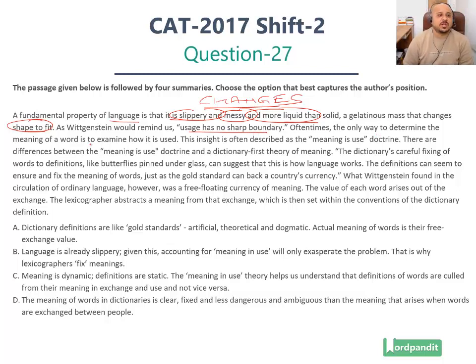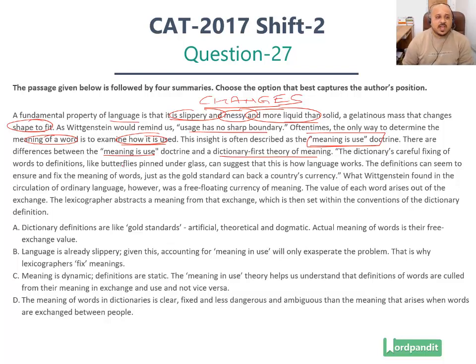Oftentimes the only way to determine the meaning of the word is to examine how it is used. So its usage is very important in finding out its meaning. This insight is often described as the meaning in use. So you derive the meaning in use of that particular word. There are differences between the meaning in use doctrine and the dictionary first theory of meaning. So the dictionary first theory of meaning, as the name implies, suggests that you stick to the dictionary as far as the meaning of the word goes.